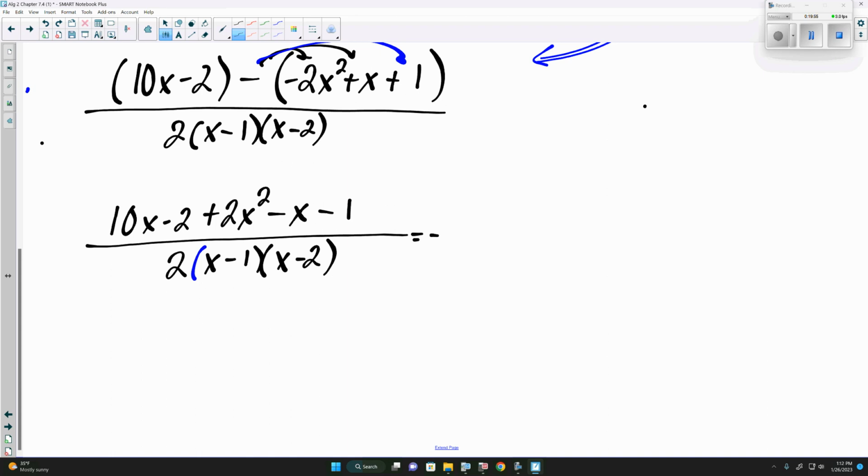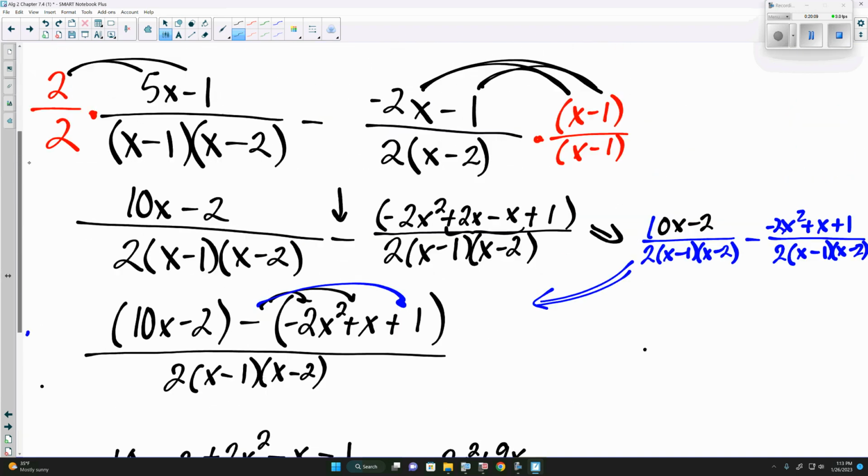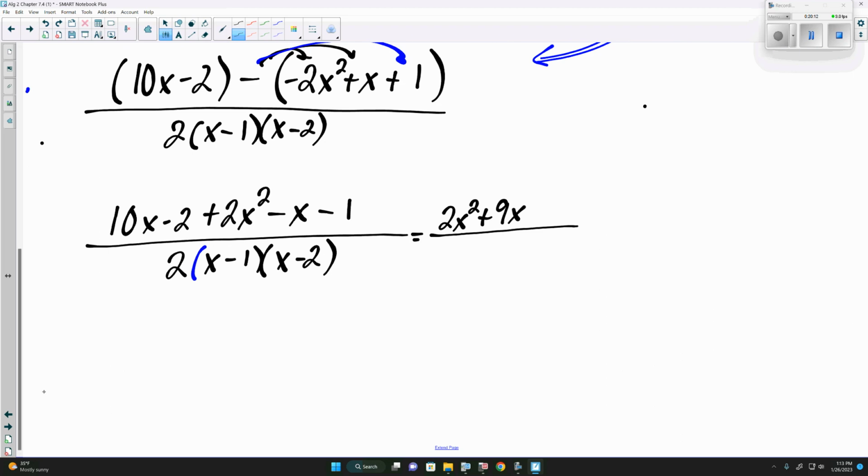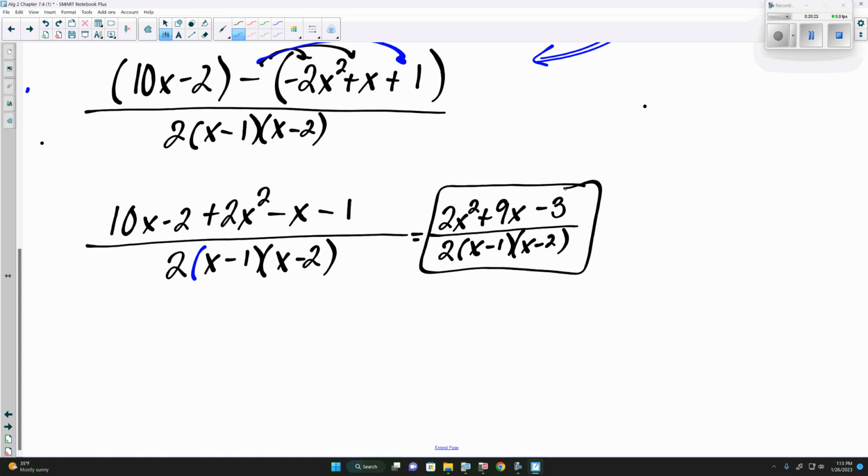At this point, we can combine like terms. 2x squared is the only like term with it. 10x minus x is going to be plus 9x. Yep, that is negative 2 minus 1 is negative 3. And that there is as simplified as it gets. Like I had a sign difference and got a 1 instead of 3 last hour.